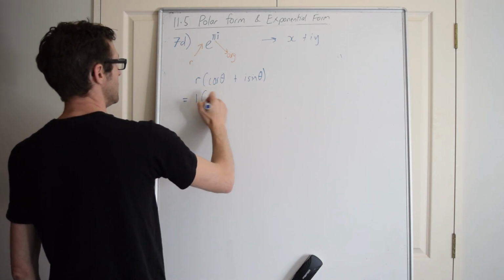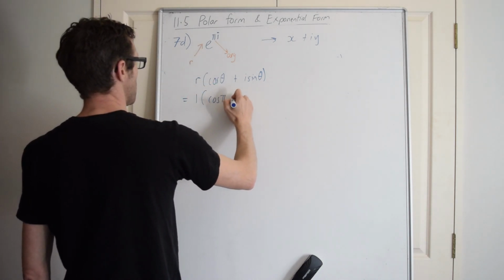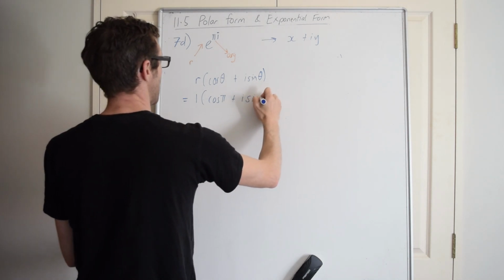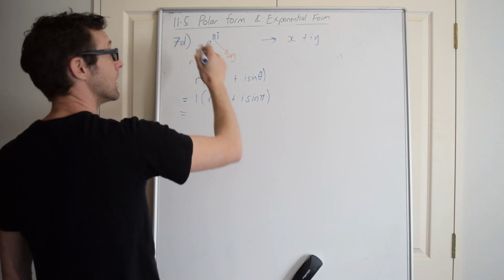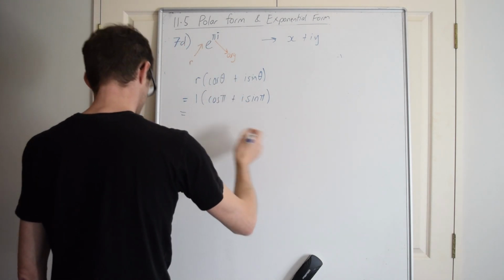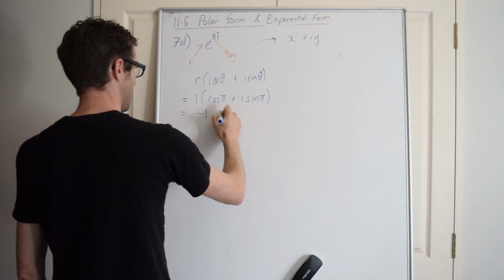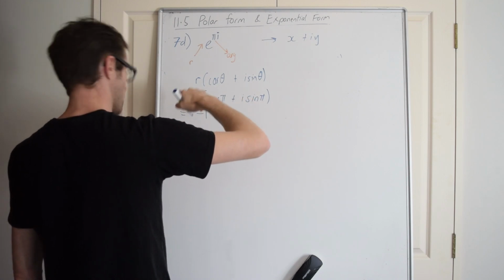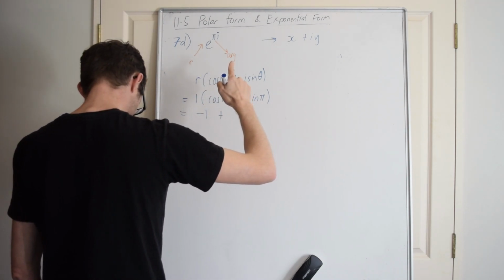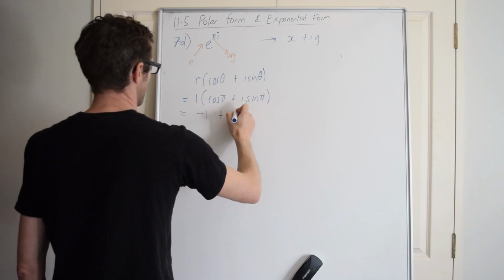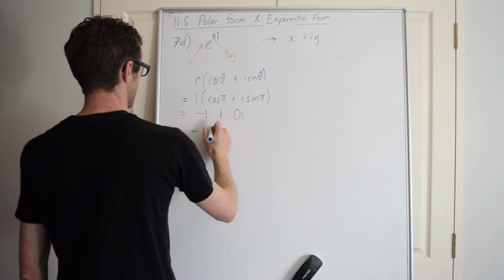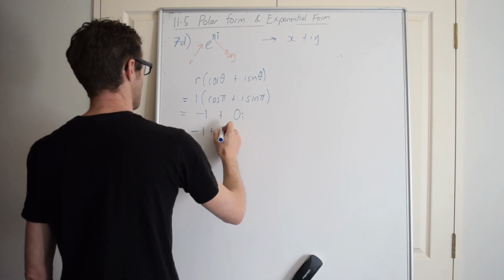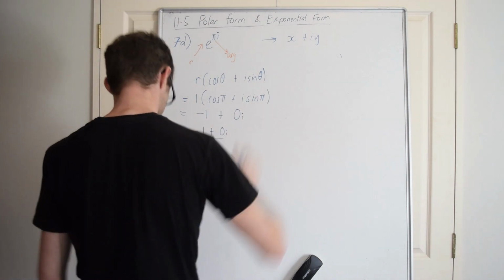So it's 1 into cosine pi plus i sine pi, and cosine pi is minus 1, so it's minus 1 plus, and then sine pi is 0, so this will be plus 0i. So we would write minus 1 plus 0i, or minus 1, but maybe we'll just put that in so we've got it in Cartesian form.